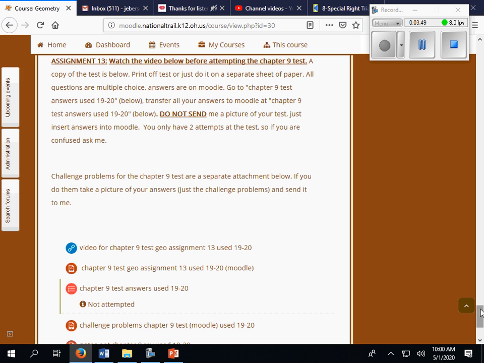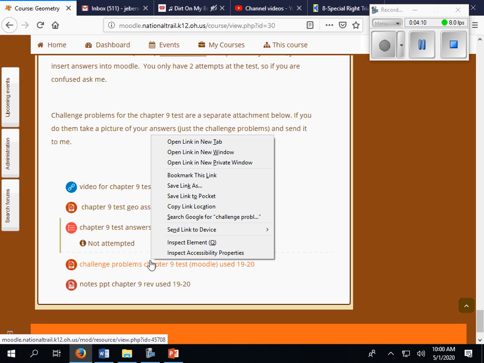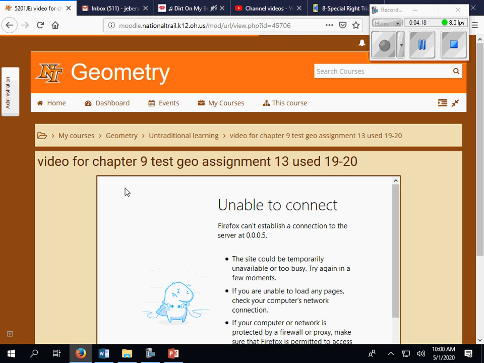The other thing, the challenge problems, is down below the test answers. The challenge problems are directly below that, which is the fourth thing down under this assignment 13. And then the last thing below the challenge problems is the set of notes that I'm getting ready to go over. That's the Chapter 9 review. So again, you click on this, the first thing right here.